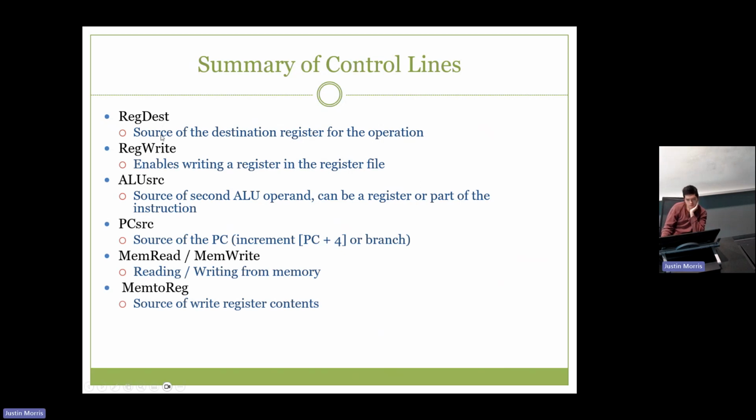RegDst was a mux, and it controls the source of the destination register, so this is either RT or RD. RegWrite enables writing a register in the register file. If this is 1, whatever is on the data input of the register file will be written to whatever register is on the destination register input. ALUSrc is the source of the second ALU operand, and this is either RT or the sign-extended immediate from the instruction. PCSrc is either PC+4 or the branch target address. MemRead and MemWrite are for reading and writing memory, similar to RegWrite. And MemToReg is the source of the write data for the register file.